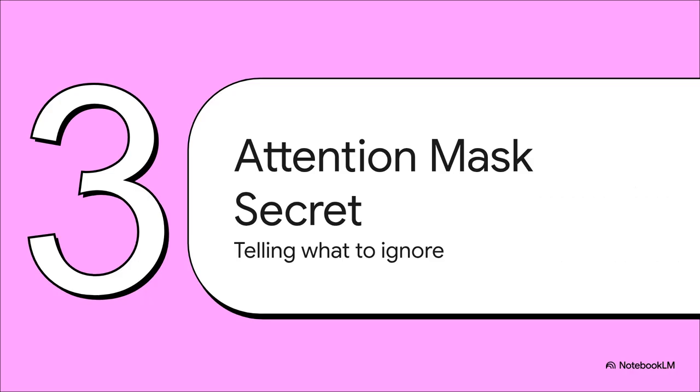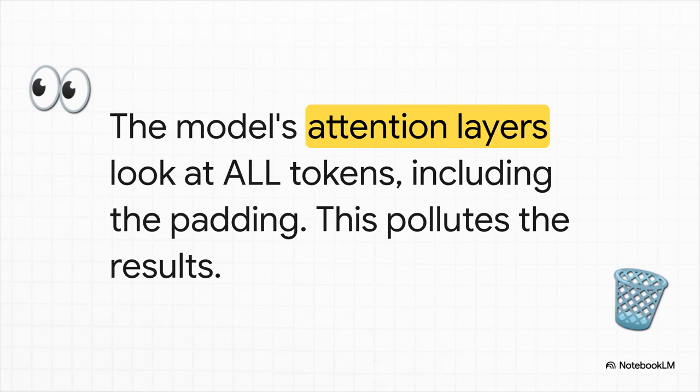Why? This brings us to the most important piece of our whole journey, the attention mask secret. This is the final ingredient we need to tell the model exactly what it should pay attention to, and more importantly, what it should ignore. So here's the real issue. The magic behind transformers is their attention mechanism. It looks at every single token in the input to understand the full context. But that means it's also paying attention to all those fake padding tokens we just added, and that pollutes the meaning of the real sentence and gives us the wrong results.